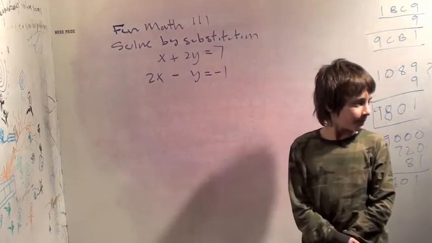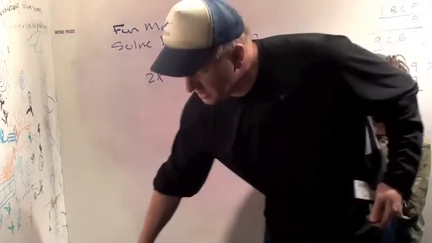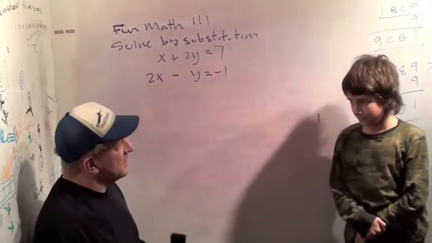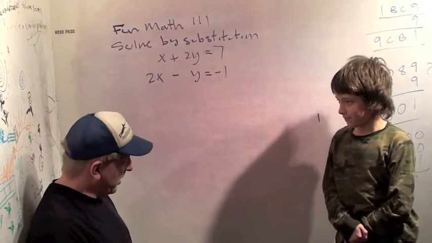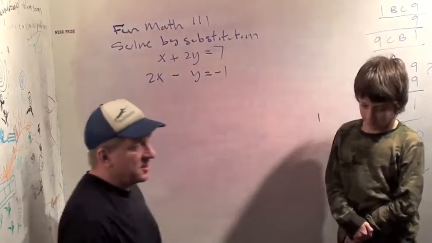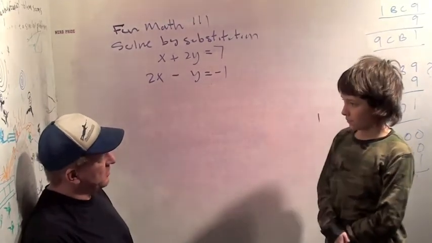FunMath number 111. Today we're following section 5.2, right? Yeah. Of Art of Problem Solving's algebra book. Guess we didn't make a movie about 5.1.